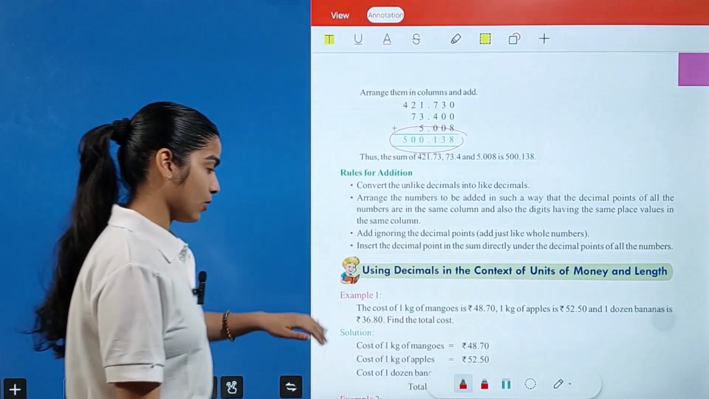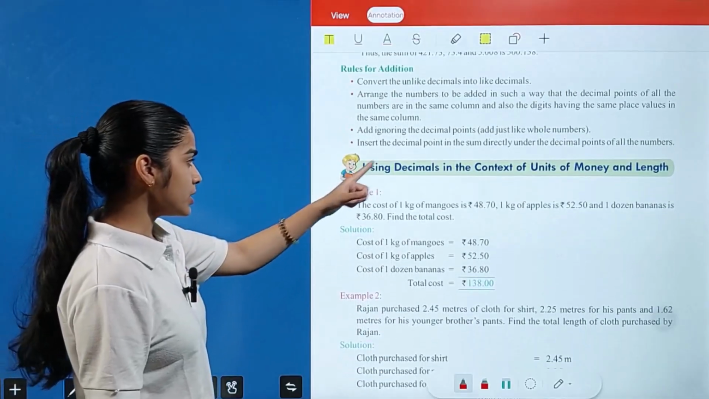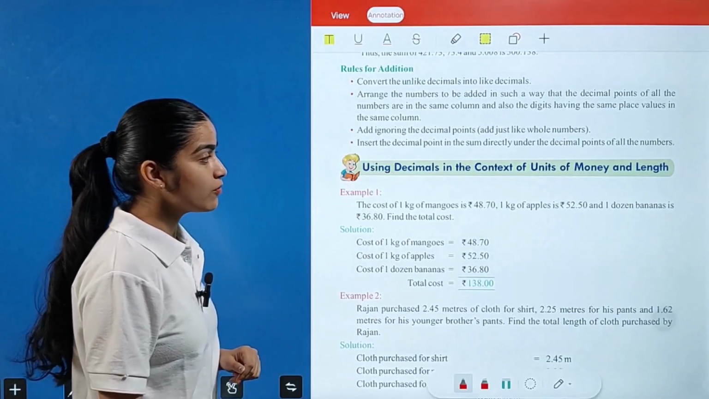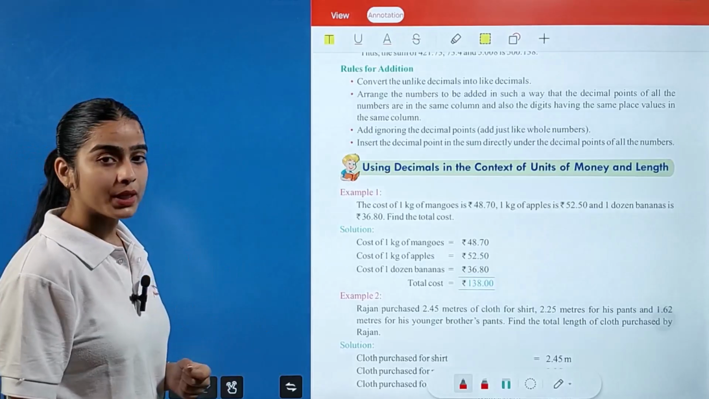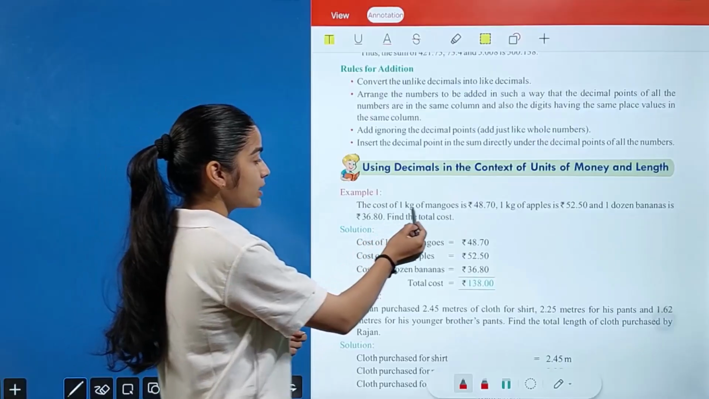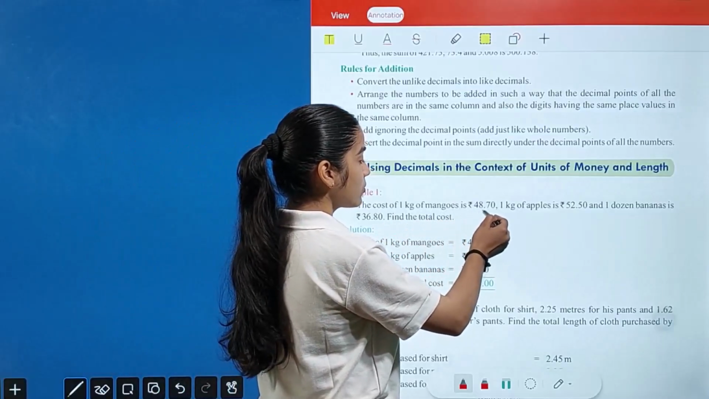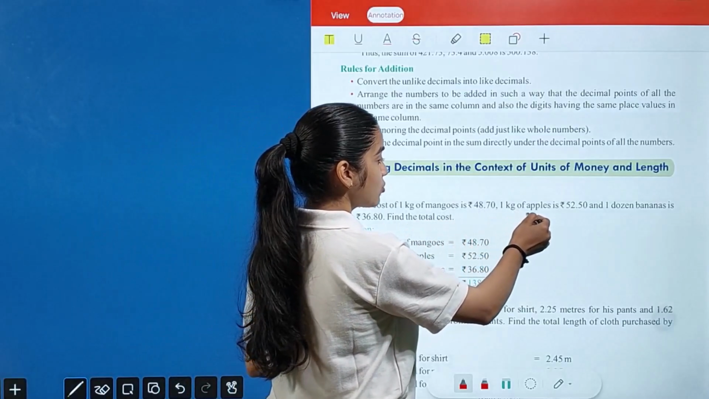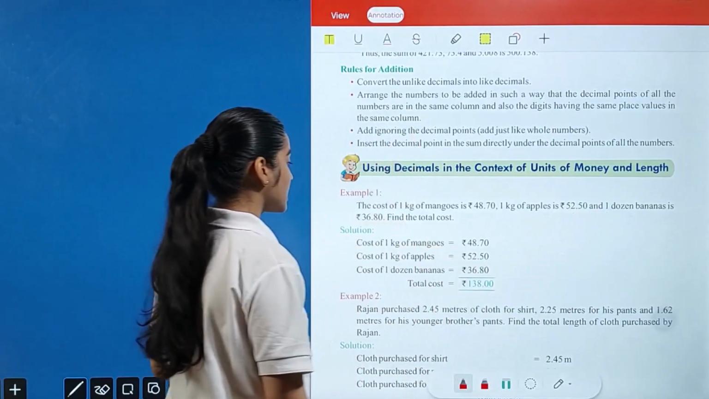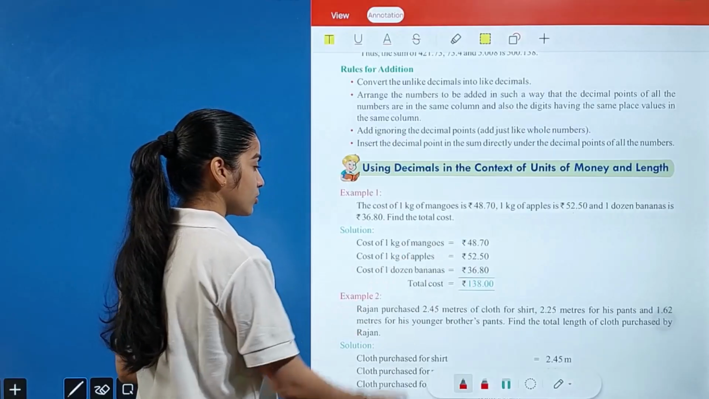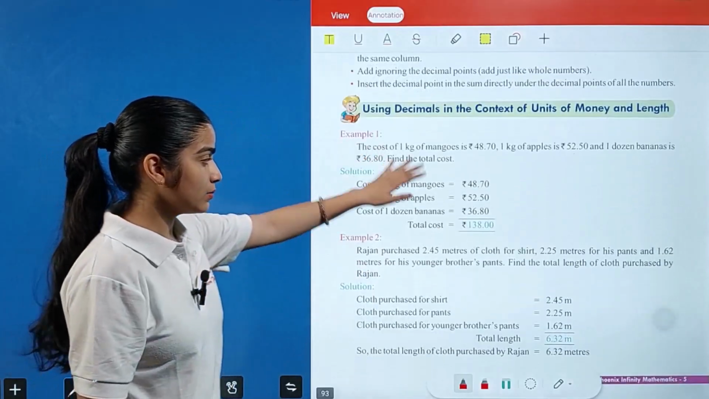Okay students, now using decimals in the context of units of money and length. We also use decimals in the context of money and length. How? The cost of 1 kg of mangoes is 48 rupees 70 paise, 1 kg of apples is 52.50, and 1 dozen bananas is 36.80. Find the total cost. We just have to add them together.